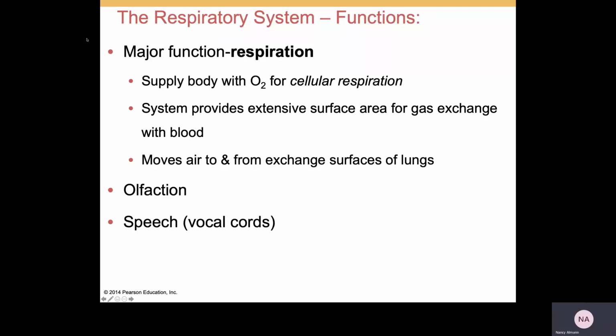The major function of respiration should be a gimme. Its job is to supply the body with sufficient amounts of oxygen for cellular respiration. The respiratory system has a massive amount of surface area for gas exchange with blood, and we will be moving gases to and from the exchange surfaces of the lungs into the blood. The respiratory system also includes olfaction, our ability to smell things, and our ability to speak because of the vocal cords.